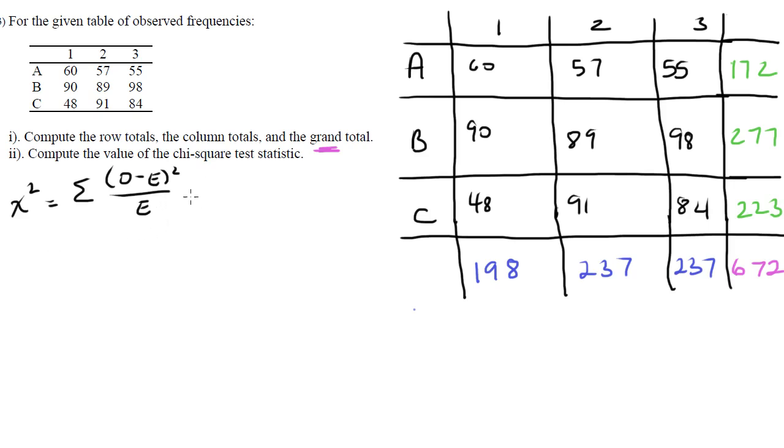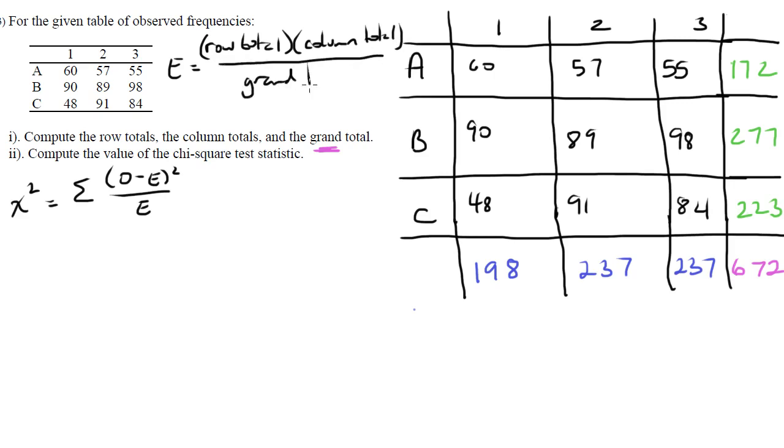Expected value E is the row total times the column total divided by the grand total. And this is the expected value for every single cell. You have to do this 9 times for this problem. Yeah? I'm going to do that in red. So I need the row total times the column total divided by the grand total.